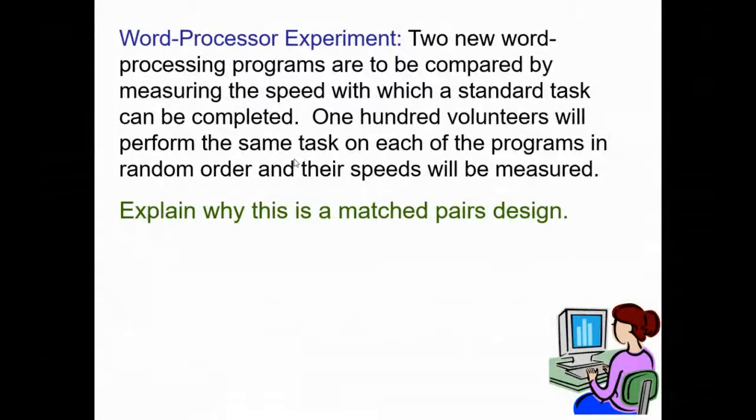Okay, last example. We have this word processor experiment, which basically involves things like Microsoft Word and some other competing software. 2 new word processing programs are to be compared by measuring the speed, not the spread, the speed with which a standard task can be completed. 100 volunteers will perform the same task on each of the programs in random order, and their speeds will be measured.